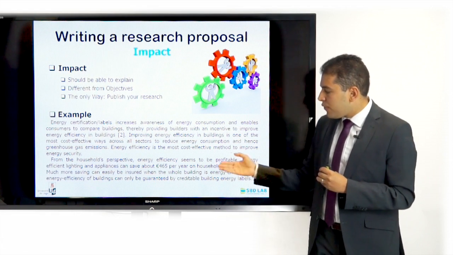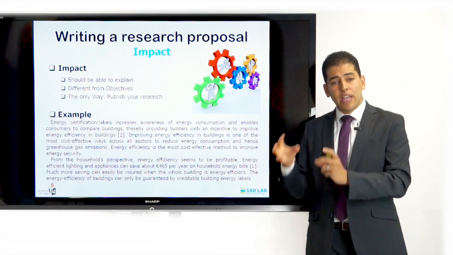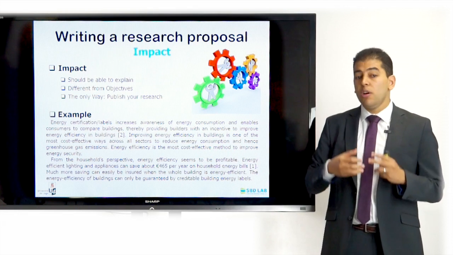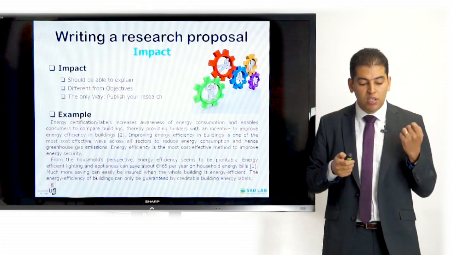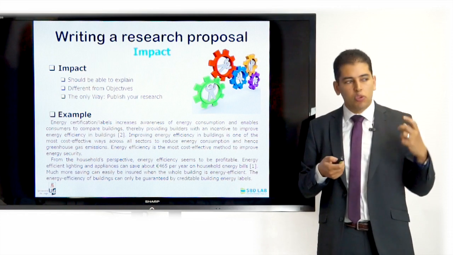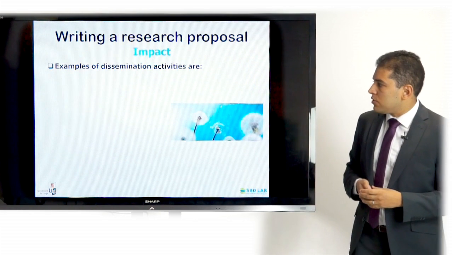And you try to quantify it with some example, saying that, for example, a building that has an energy label A can save up to €465 per year. So you give an example. So this is a very important aspect that you should include. What would be the impact of your study? And this is difficult. You have to brainstorm. You have to think, if I come up with my research and I publish it, could it be useful?